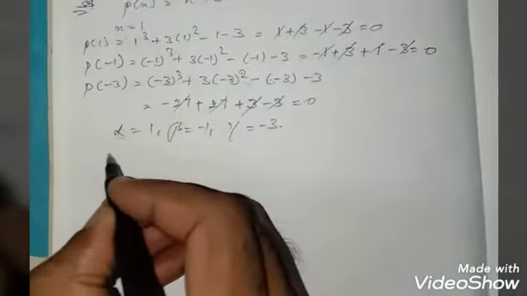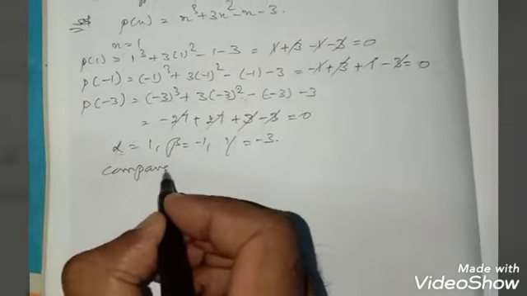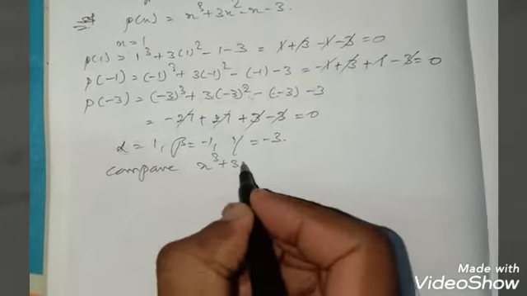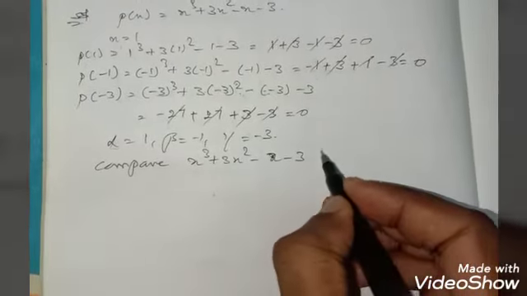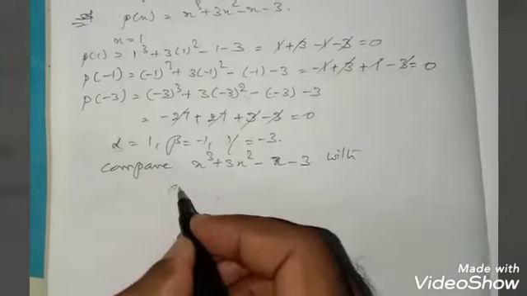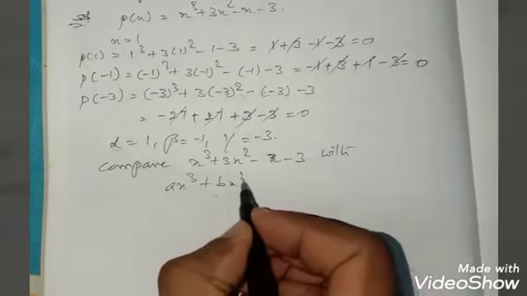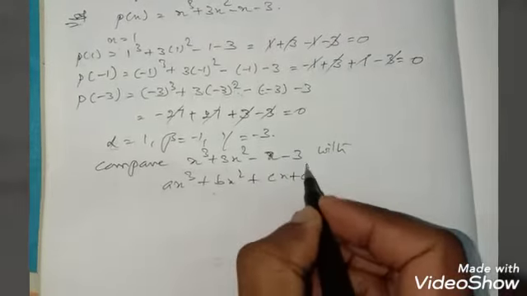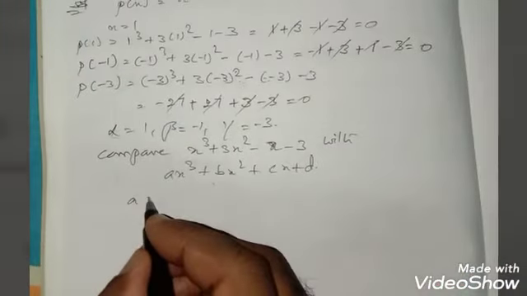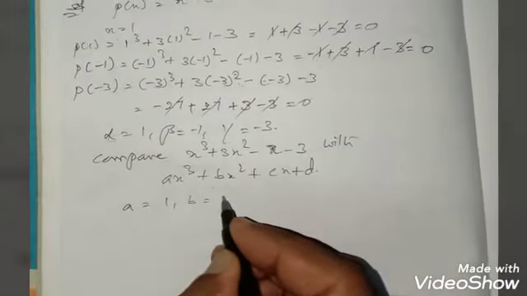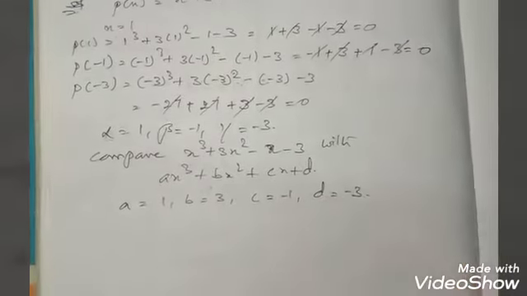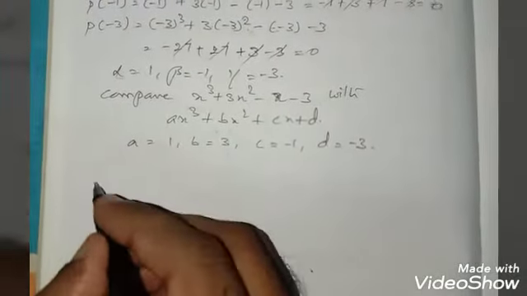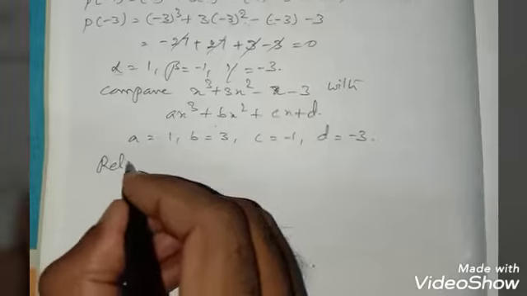Next, what is the second step? The second step is that you have to compare x cube plus 3x square minus x minus 3 with ax cube plus bx square plus cx plus d. Here the a value is 1, b value is 3, c value is minus 1 and d value is minus 3. Now we have completed the second step. What is the third step? The third step is that you have to show its relation.